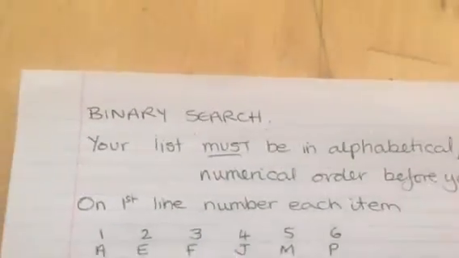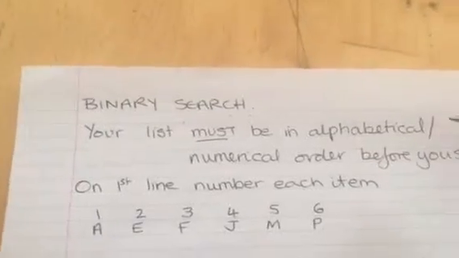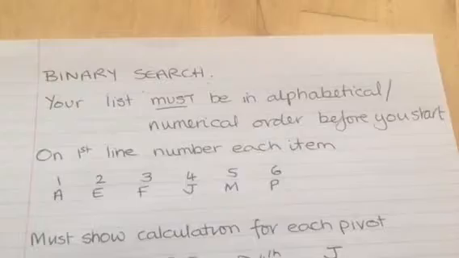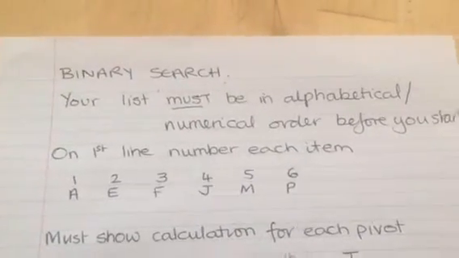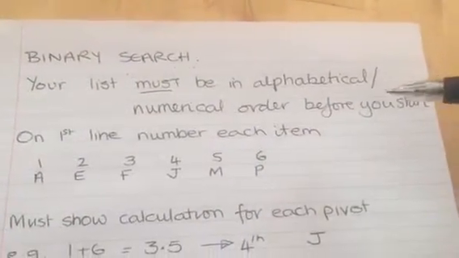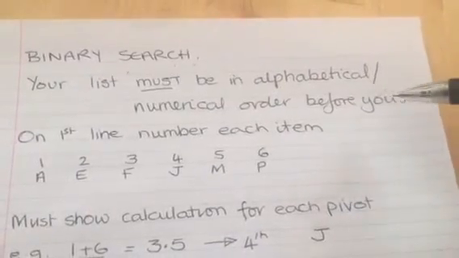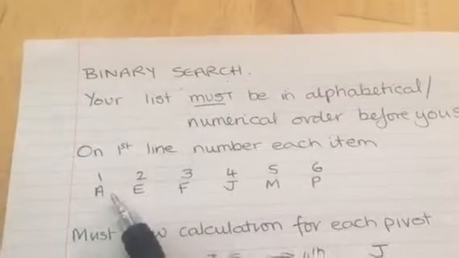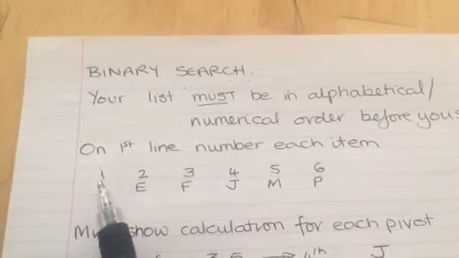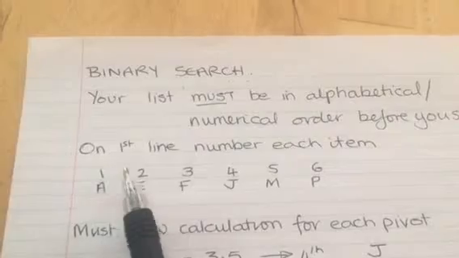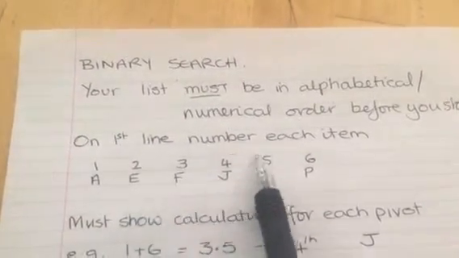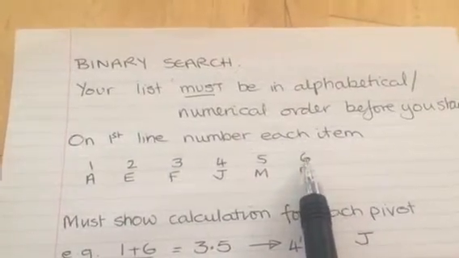The next type of search you get is a binary search. So the binary search is for locating items in a list. Your list must be in alphabetical order to use this, or numerical order. So just make sure that you are doing it on an alphabetical or numerical ordered list. On the first line, write out the list that you're given in the question and give a number to each item in your list. And these are the numbers that you're going to refer to when you find your pivots.